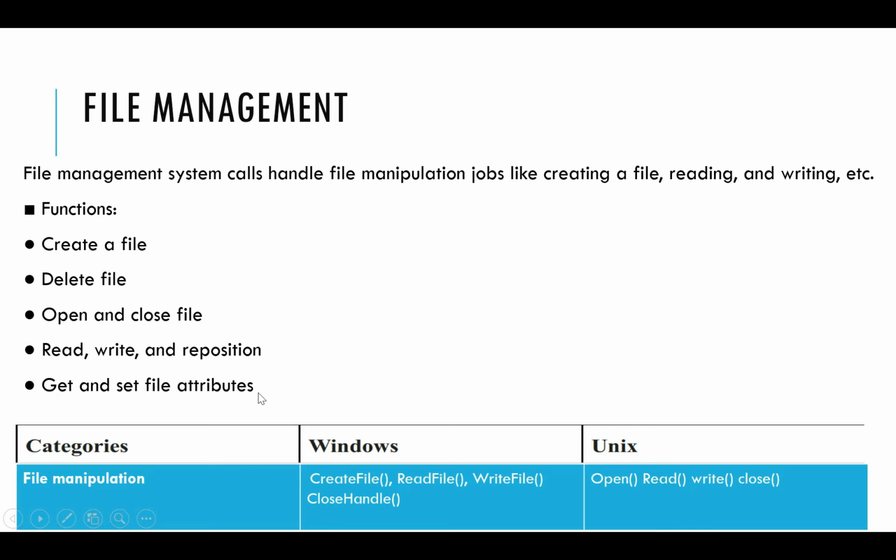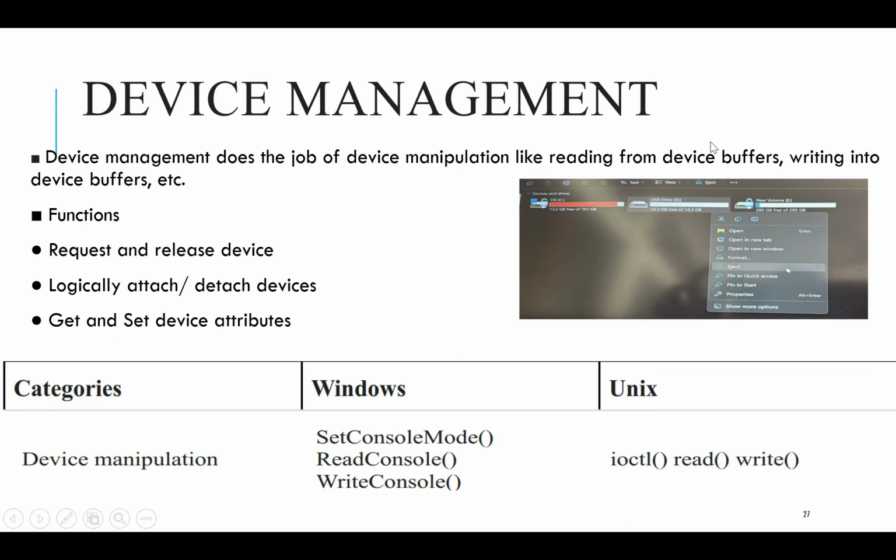The major system calls used for file manipulation in Windows are the create file system call, read file system call, write file system call, and close handle system call. And in Unix, we have the open system call, read system call, write system call, and close system call. Next is device management. Device management does the job of device manipulation, like reading from the device buffer, writing into the device buffer, etc.